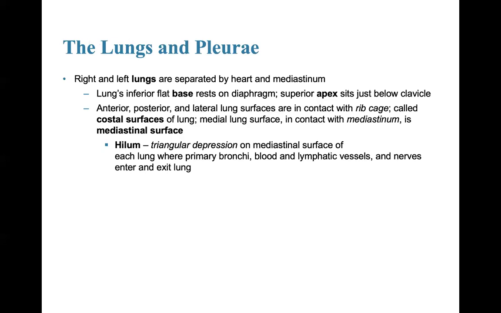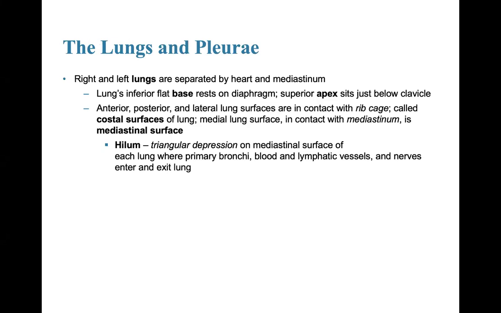The right and left lungs are separated by the heart and the mediastinum, and the lung's inferior flat base will rest on the diaphragm. The superior apex, which is the pointy part of the lung up top, is going to sit just below the clavicle. The anterior, posterior, and lateral lung surfaces are in contact with the rib cage, called the costal surfaces of the lung. The medial lung surface is in contact with the mediastinum, and that's referred to as the mediastinal surface.